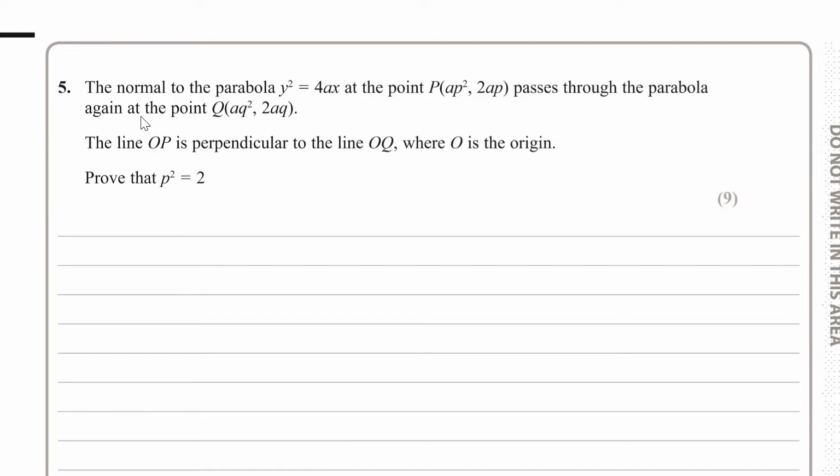Question number 5. The normal to the parabola y squared equals 4ax at the point P with coordinates ap squared, 2ap passes through the parabola again at the point Q with coordinates aq squared, 2aq. The line OP is perpendicular to the line OQ, where O is the origin. We have to prove that p squared is equal to 2. So at this point I think it would be a good idea to sketch what's going on.